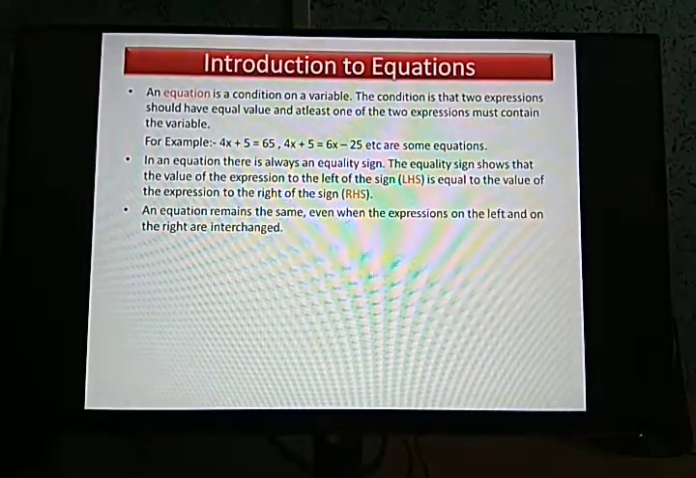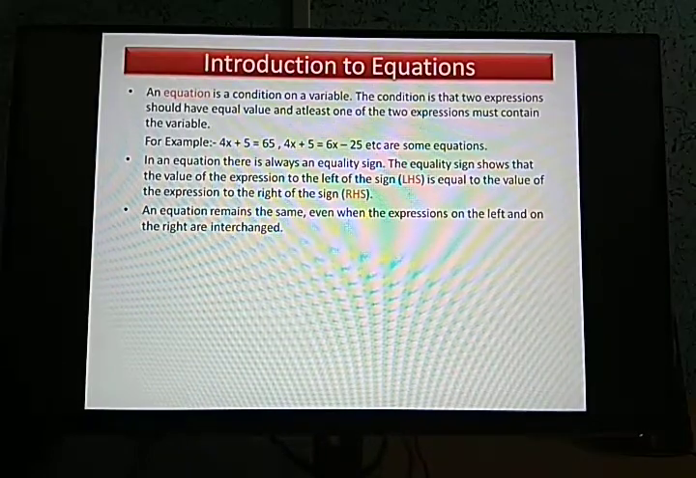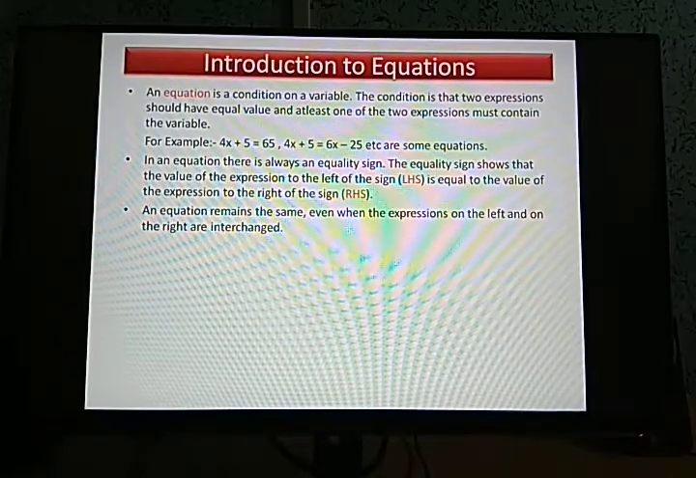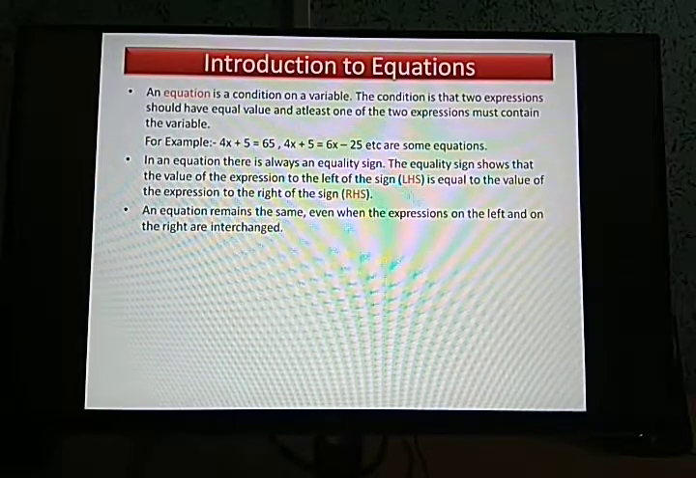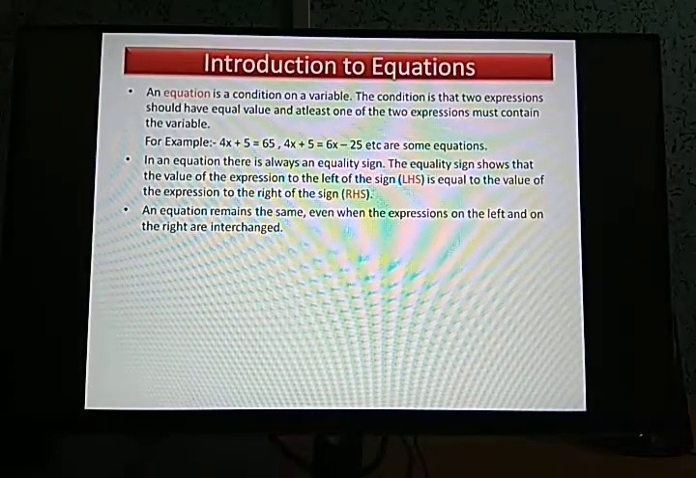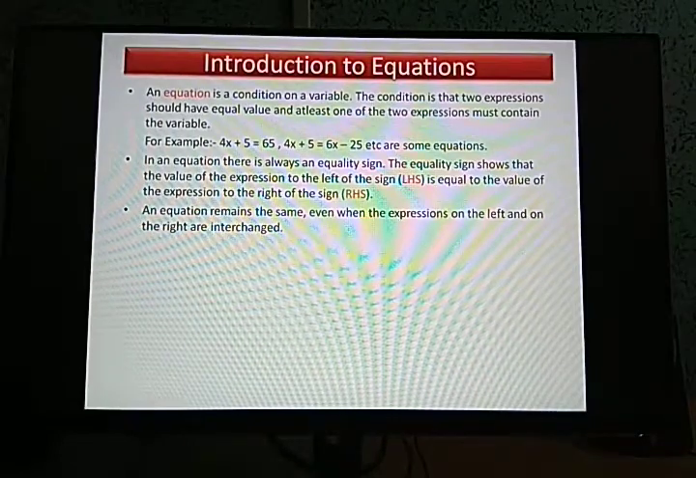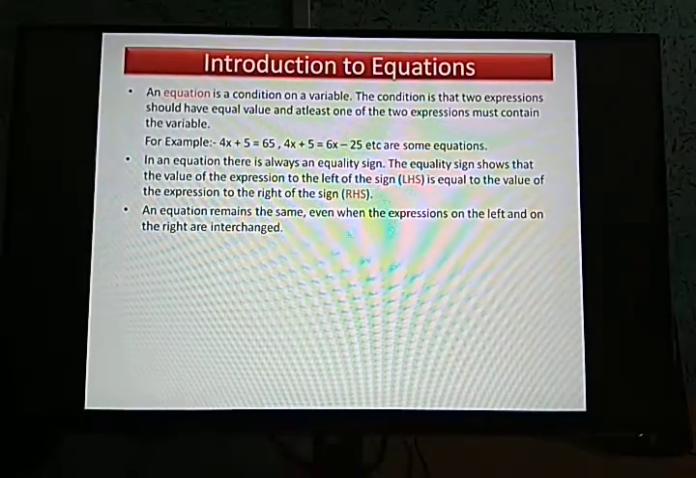An equation remains the same even if the expression on the left and on the right are interchanged. Yes, we can interchange them. There is a facility, we can say, given in case of equations, that the left hand side and the right hand side we can interchange.